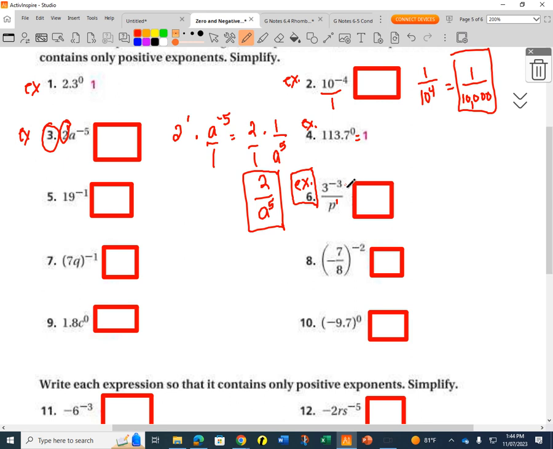So we're going to do something a little bit different. We're not going to flip it. That p can't move to the top because that p has a positive exponent. So we can move negative exponents around to make them positive, right? So the only thing we've worked with is if they're in the top, we can move them to the bottom and make them positive. Later on, we're going to work with some where the negatives are in the bottom, and we can move them to the top to make them positive.